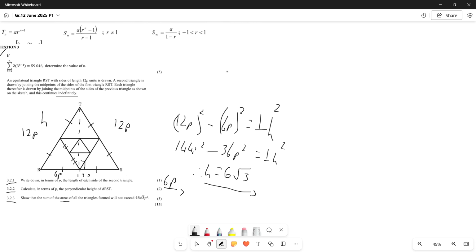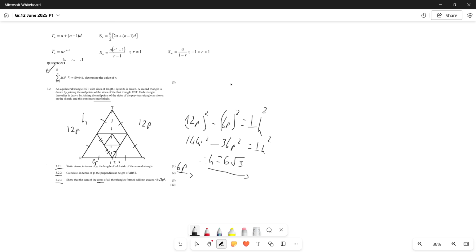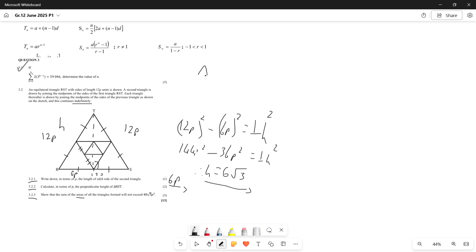So the area of our first triangle, we have the perpendicular height. We have this. So the area of triangle 1 is half base. The base is 12p times the perpendicular height. We have the perpendicular height, that is 6 root 3. Great. So then the area of triangle number 2, we need to deal with that.